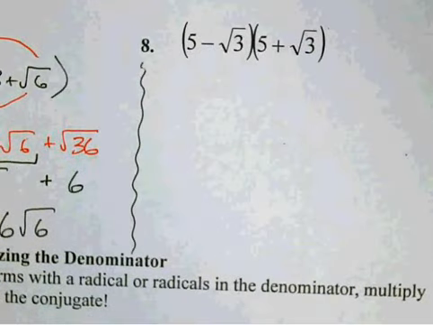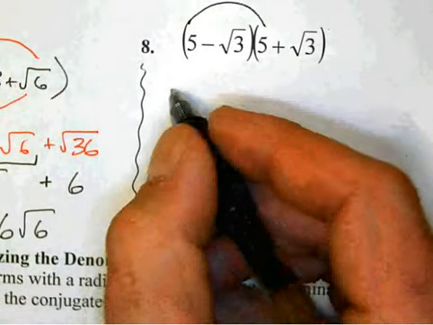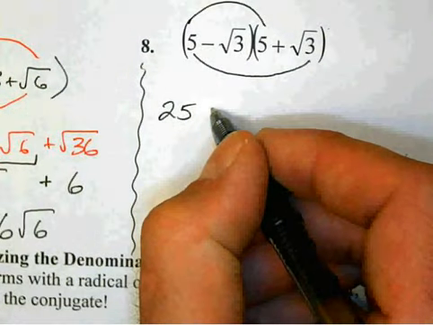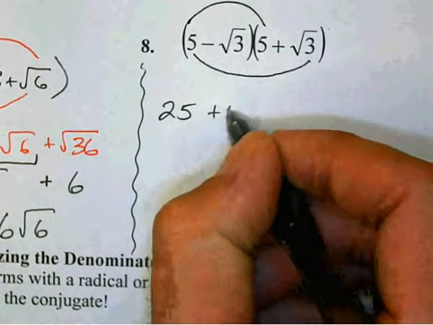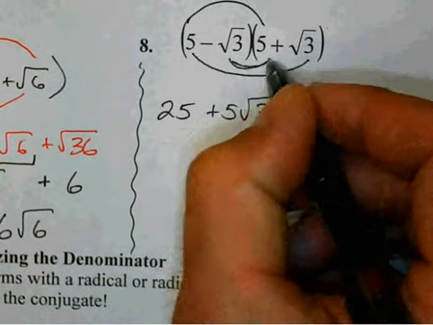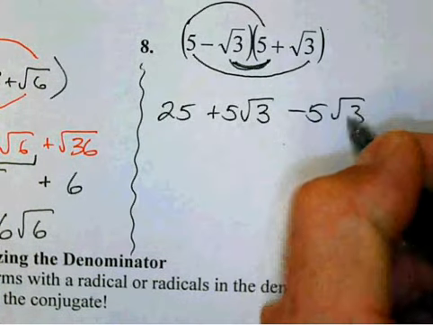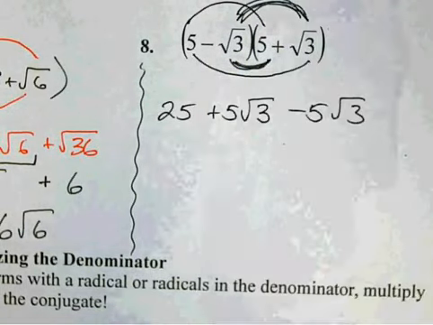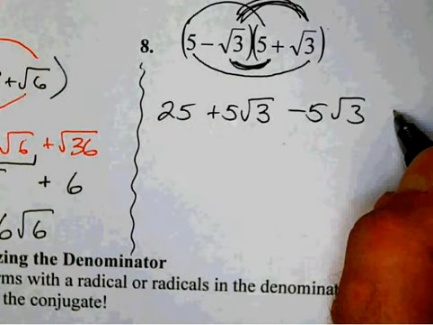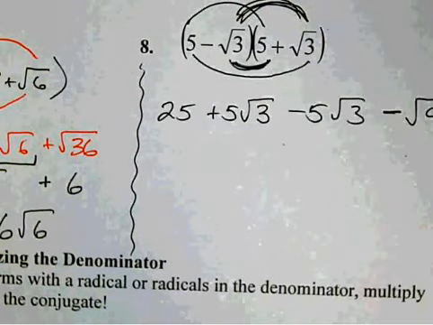Brett, Abby, Katie, and Tara. This one's all yours. FOIL for me. 25. 5 root 3. The fact that you didn't say negative, I'm assuming it's positive. Then negative 5 root 3. Last. Negative root 9.